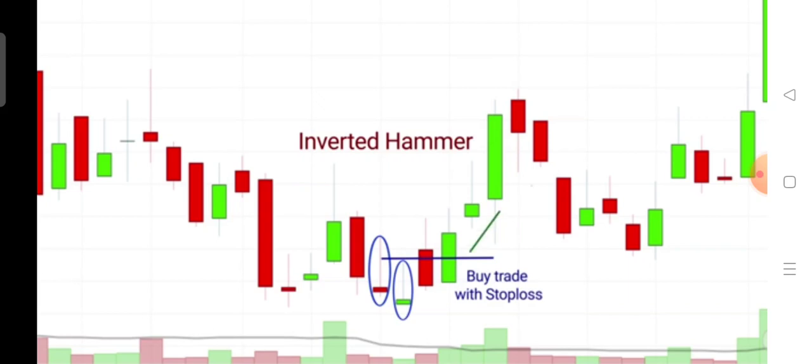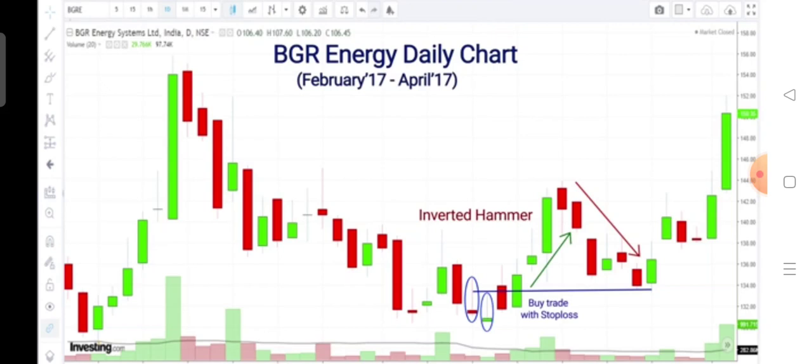Then there was a quick bit of up move and eventually a pullback, and that pullback was close to the high point of the inverted hammer candle. Eventually when the price actually moved much higher, the stock moved from 130 odd levels to 155 odd levels in a matter of 2 or 3 weeks. So this was a great example of an inverted hammer in the daily chart.